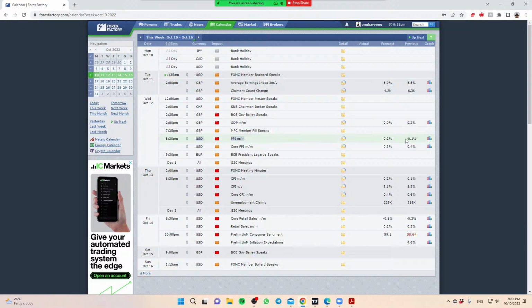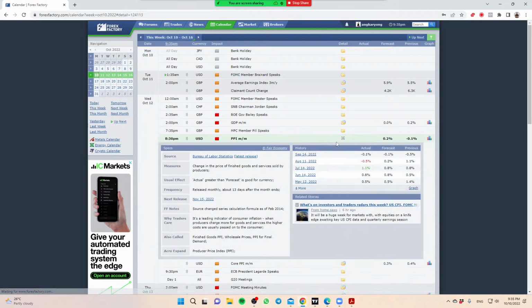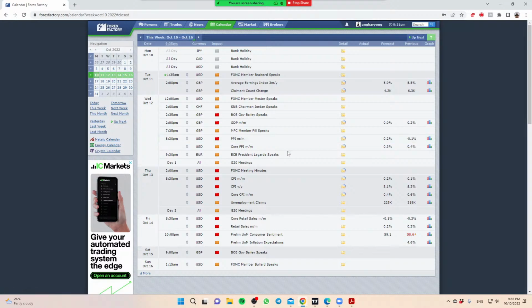You can see last month came in at negative 0.1. This time around, they expect it to be positive 0.2. PPI is called Producer Price Index. It does have an impact on inflation as well, though not as significant as CPI, right? Consumer Price Index. So do keep an eye on that.